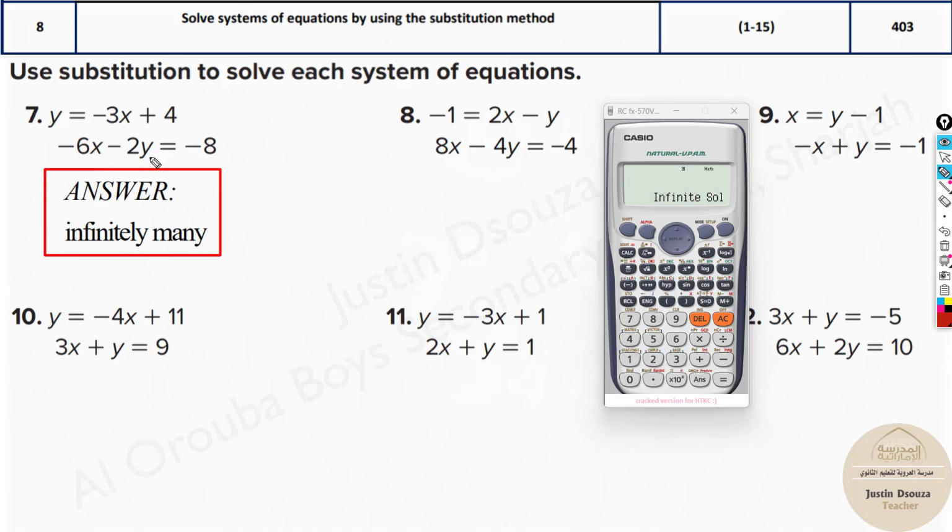So in that case, first write both the equations in the standard form. What I mean is you need to rearrange this and write it out. I'll write it over here. Minus becomes plus when it goes to the other side. Plus 3x plus y equals 4. Minus 6x minus 2y equals minus 8.